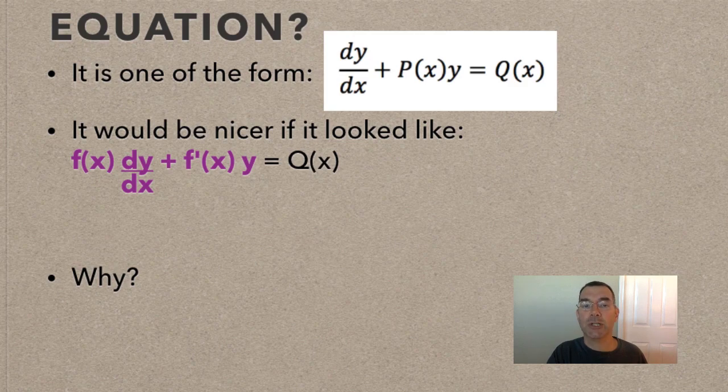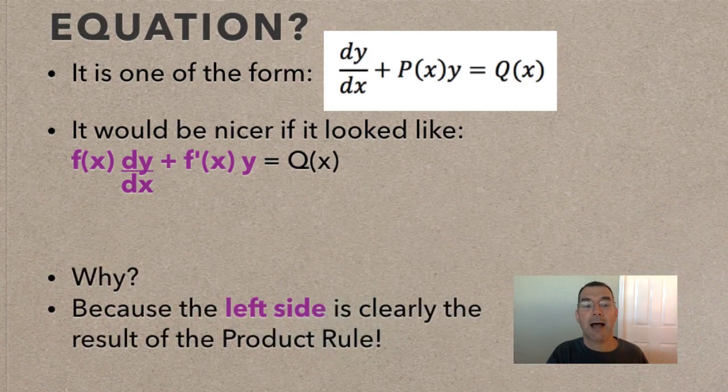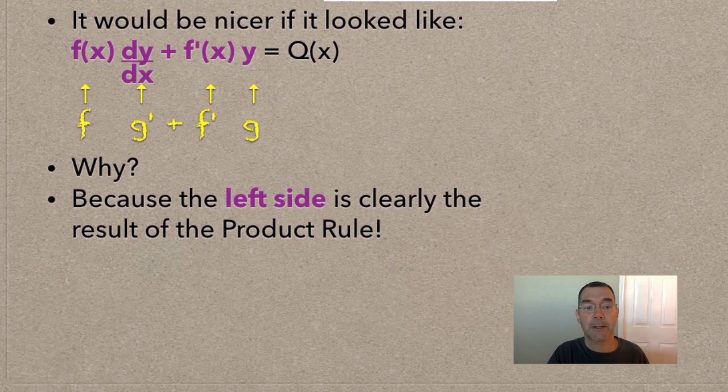Well, if you look closely at the left-hand side, I've got an f function times the derivative of y plus the derivative of f times just regular y. So it's of the form f times g prime plus f prime times g. That is product rule. So I want the left-hand side to look like something that has had the product rule done to it when taking the derivative.